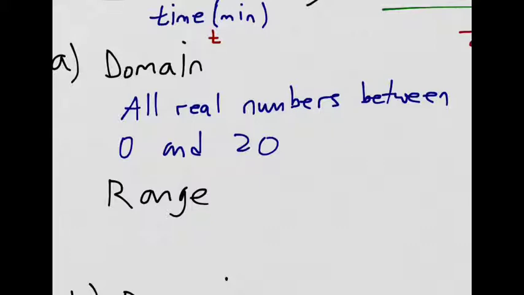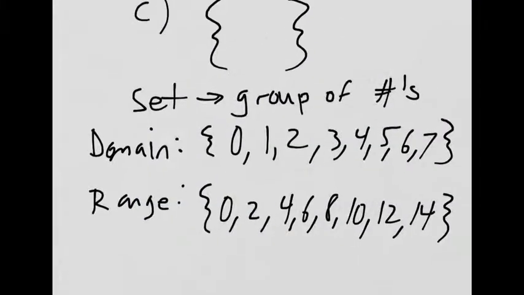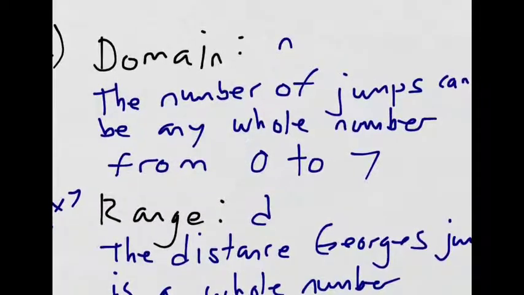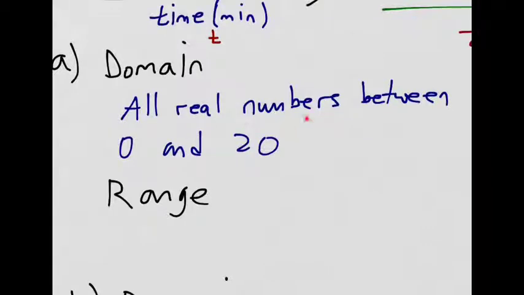You'll notice that's a little bit different than last example, where I said the domain was all whole numbers between two values. This time I'm saying all real values, all real numbers. What does this word real mean in math? What is a real number?